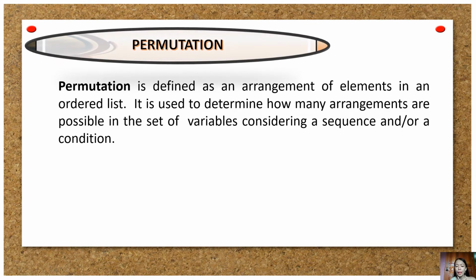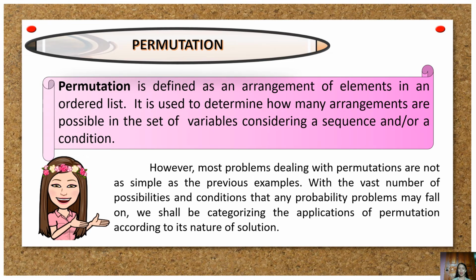Permutation. Permutation is defined as an arrangement of elements in an ordered list. It is used to determine how many arrangements are possible in the set of variables considering a sequence and or a condition. However, most problems dealing with permutations are not as simple as the previous example. With the vast number of possibilities and conditions that any probability problems may fall on, we shall be categorizing the applications of the permutation according to its nature of solution.